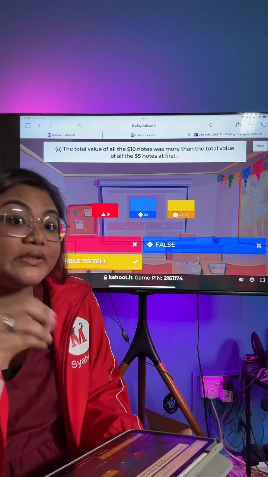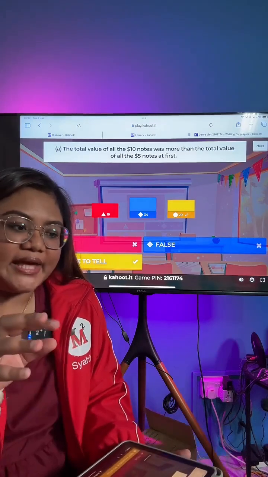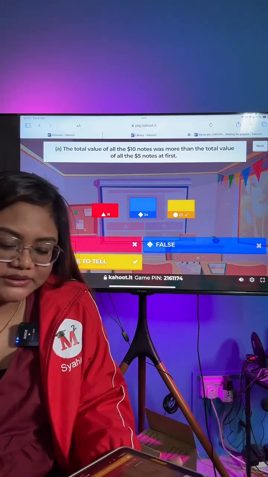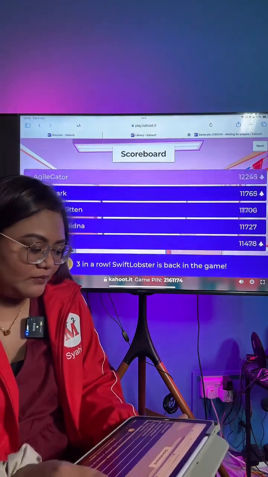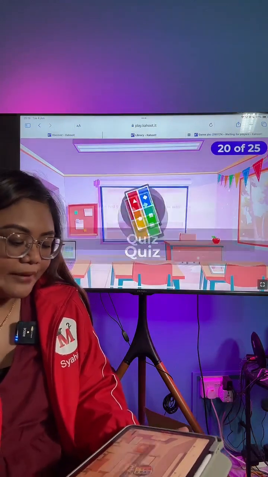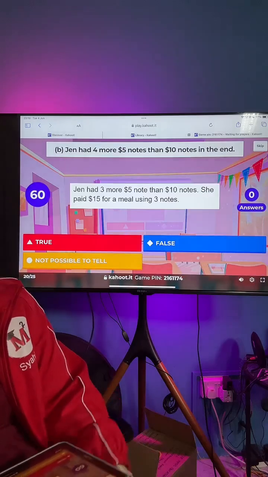Let's move on to part B of the question. Same thing here: she has 3 more $5 notes than $10 notes, and then she spent 3 pieces. Okay, let's take a look. Part B. Try now. She has 4 more $5 notes than $10 notes in the end.